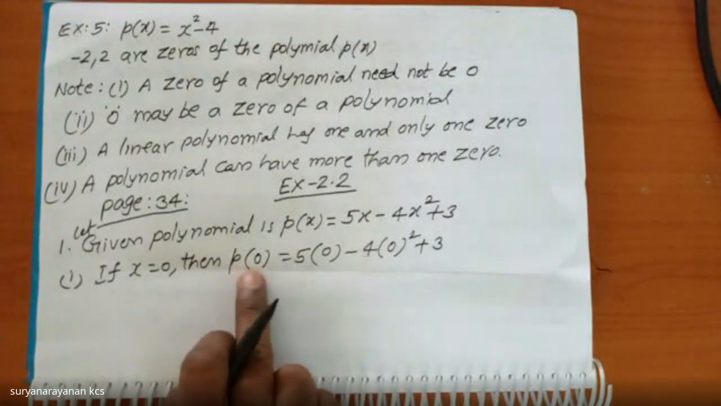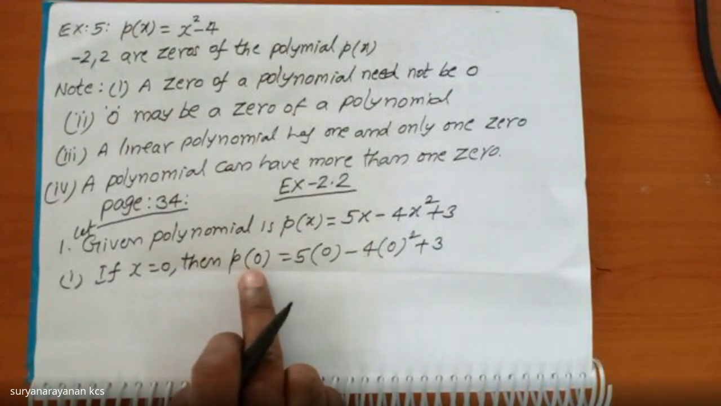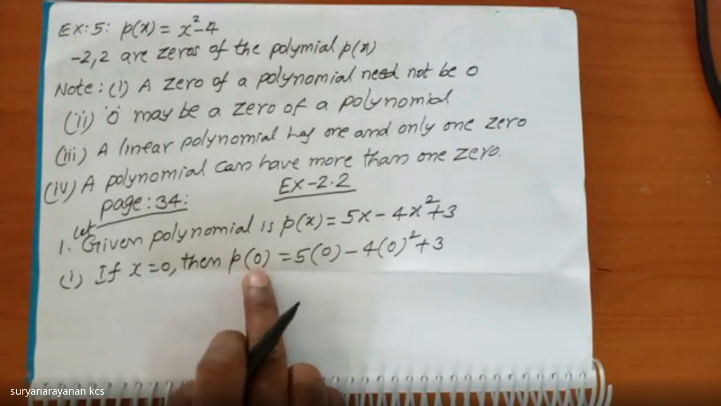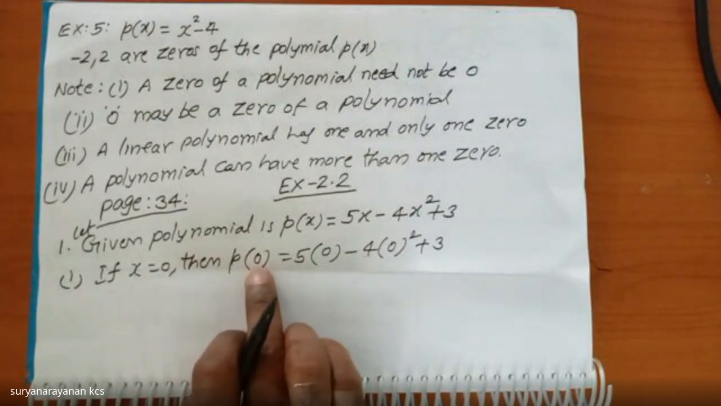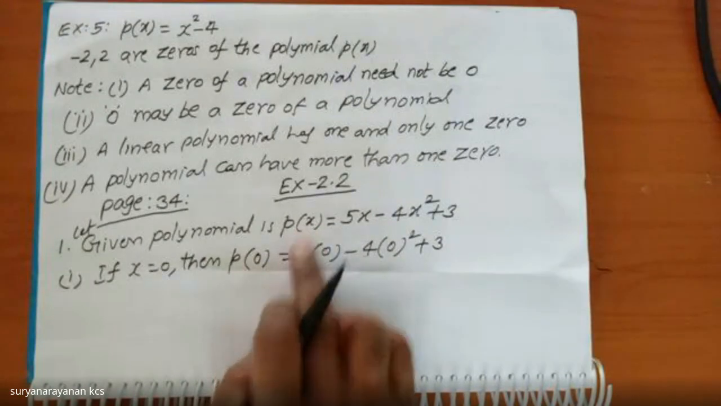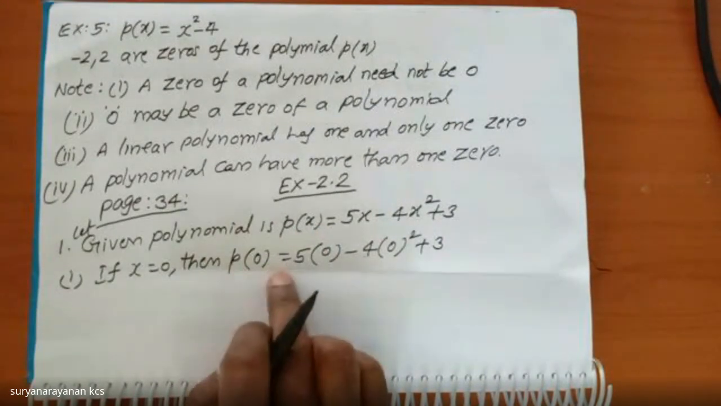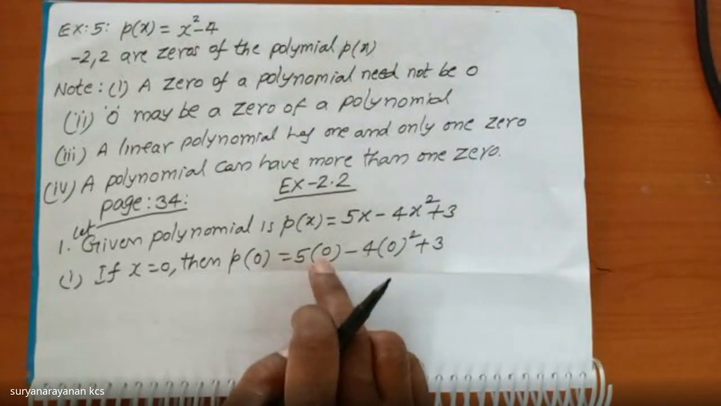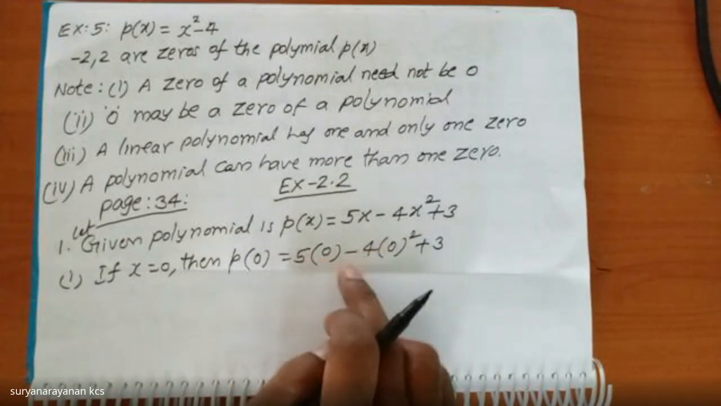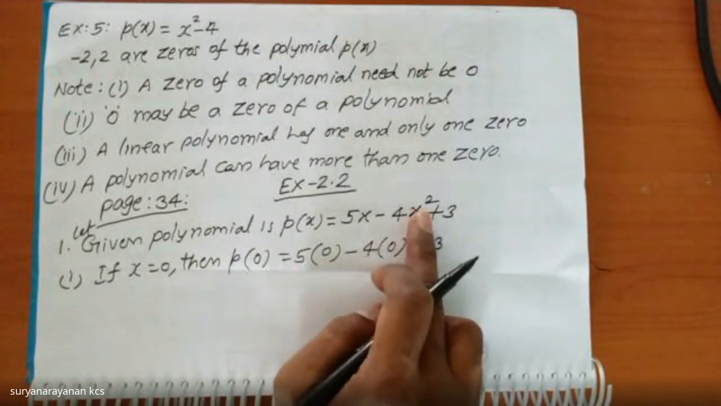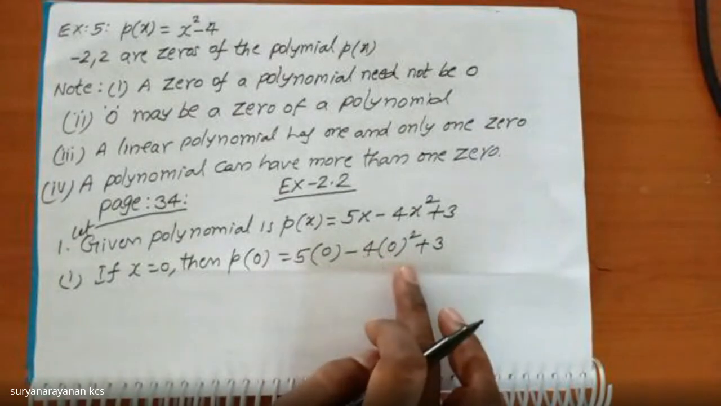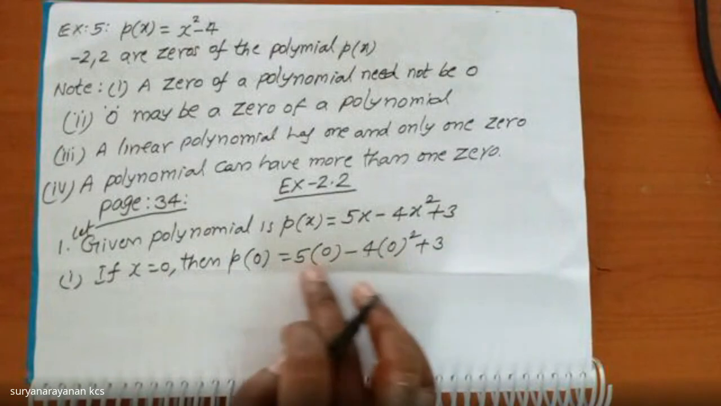In this polynomial, we are replacing x by 0. Wherever and whenever you are getting letter x, we substitute it by 0. Here p of x is there, so we wrote p of 0 is equal to, here 5x means 5 into 0. Minus 4x square means 4 into 0 square plus 3. Understood this step, my dear children? Understood, sir.